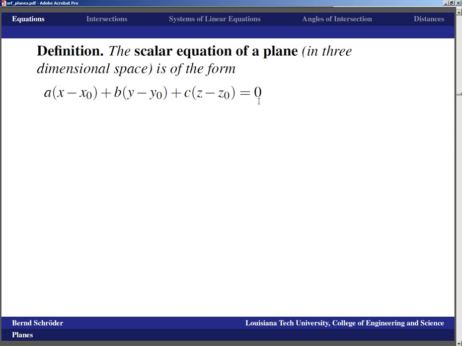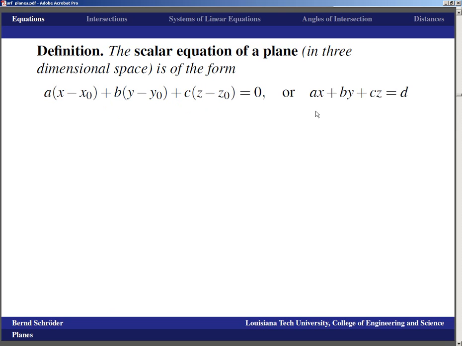You can see the similarity with the vector equation here because basically x0, y0, z0 is a base point in the plane, and a, b, c, well, basically we have a, b, c as a vector dot product with x minus x0, y minus y0, z minus z0 has to be equal to 0, so these guys here should be the components of the normal vector, and we're going to see that also in the examples.